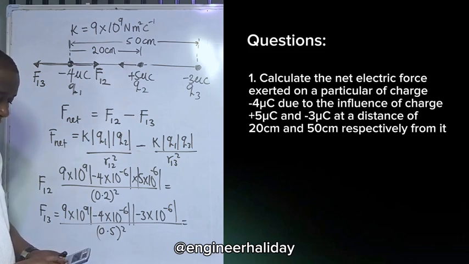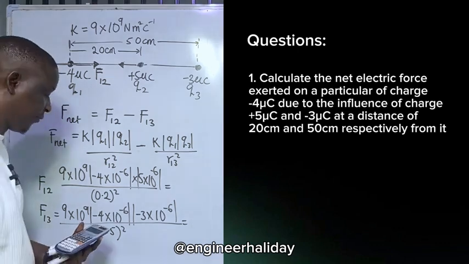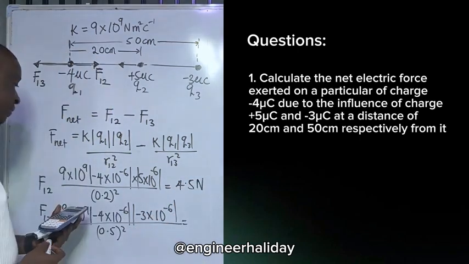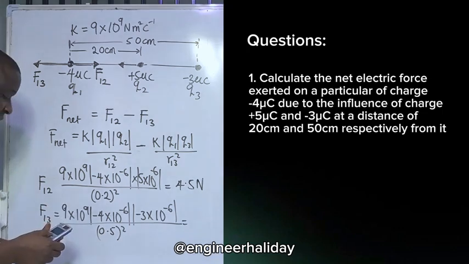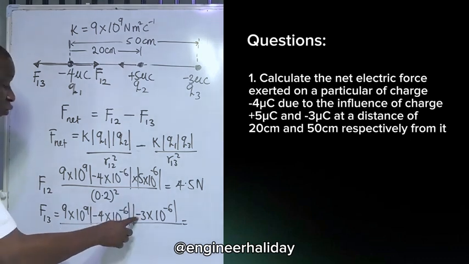As I'm doing, you also do it so that you can confirm your answer. So divide all by 0.2 all square. That means 0.2 square. So what I want to have is 4.5 Newton. Then we'll do a similar thing again. Let me just adjust my 5 to 3.